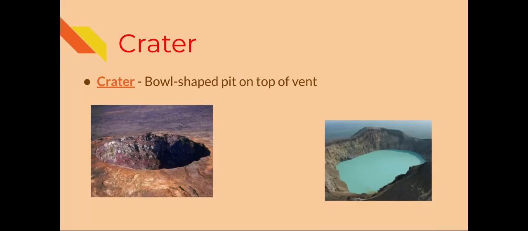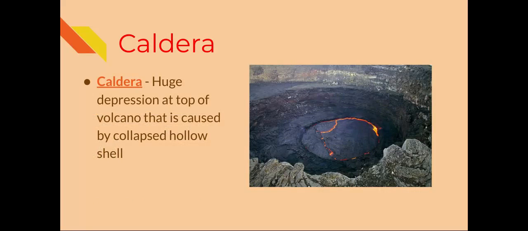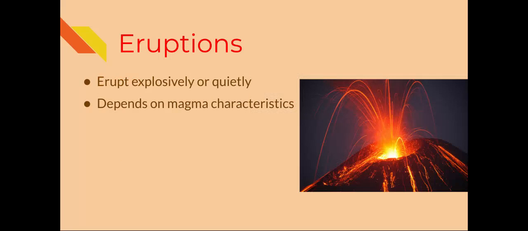Craters can form. This is a bowl-shaped pit on the top of a vent. Sometimes when you have a dormant volcano, craters can actually fill up with water, and we get a crater lake, and that's what is pictured here. Caldera is another term I want to talk about. This is a huge depression at the top of the volcano that's caused by a collapsed hollow shell, and that's when the vent itself will actually collapse back on itself, and calderas can be at the top of volcanoes as well.